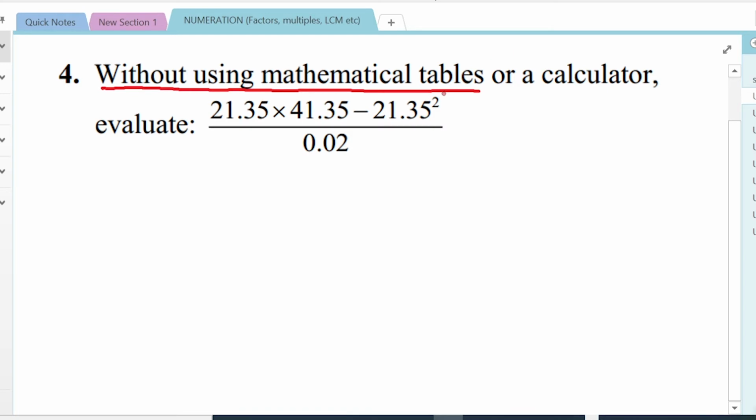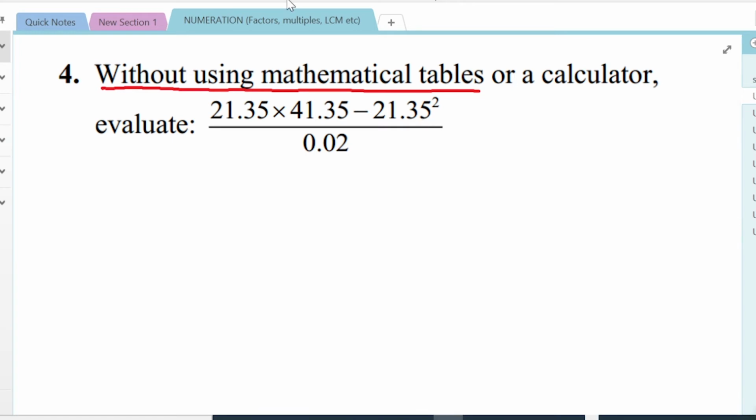So this means that your working is supposed to demonstrate that you indeed did not use a calculator. And in numbers like these, they are actually trying to test whether you know certain laws. For example, here, the examiner wants to see if you are comfortable with a concept we call factorization. That's what they're trying to put to test, because this is 21.35 times this minus that. So they want to test your factorization.